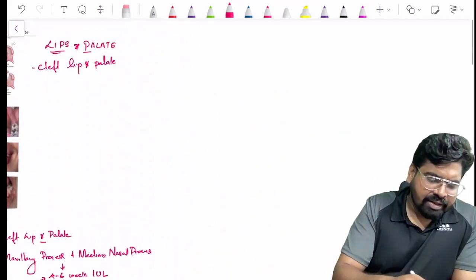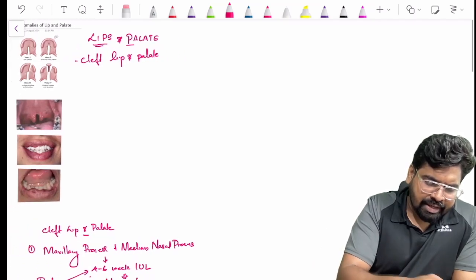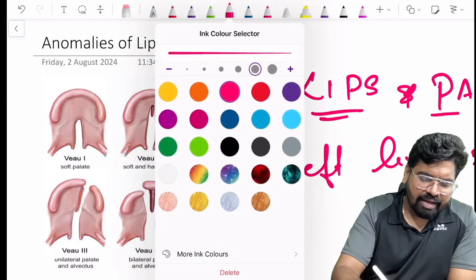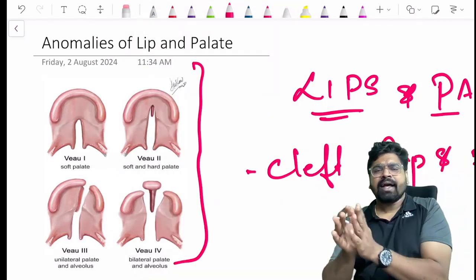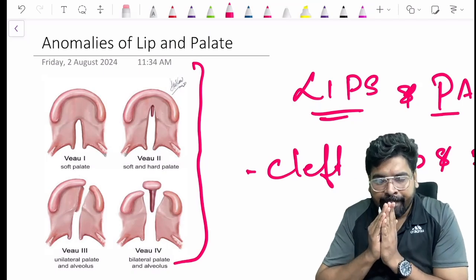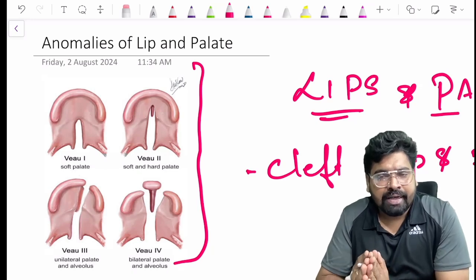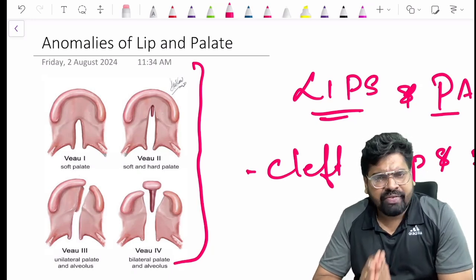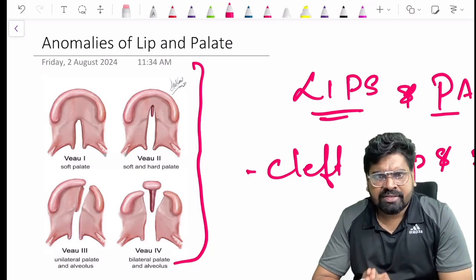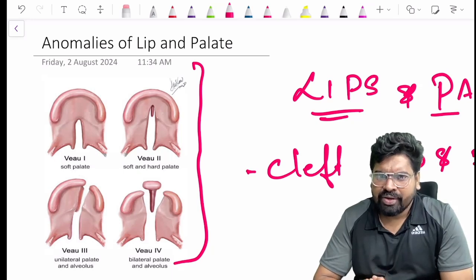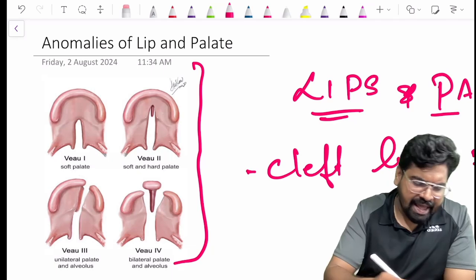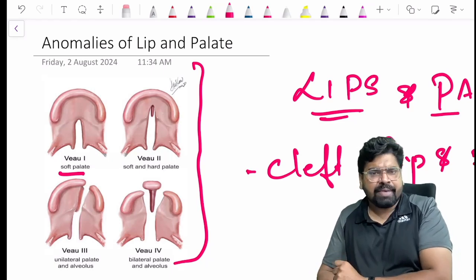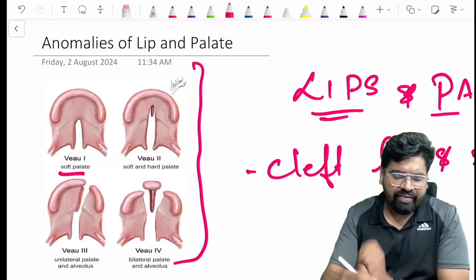And one other thing you should remember here: I will show you a classification of cleft lip. There are so many classifications they have given for cleft lip and palate. There is no need to learn all the classifications by heart. One of the classifications which is a focus area for your NEET examination is Veau's classification. This classification you can see in many of the competitive examinations, and that is called Veau classification.